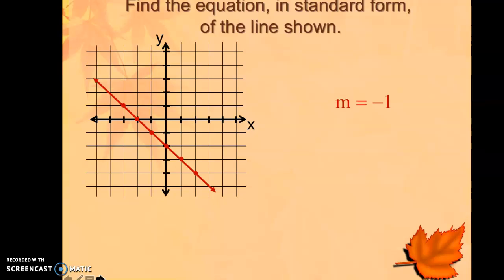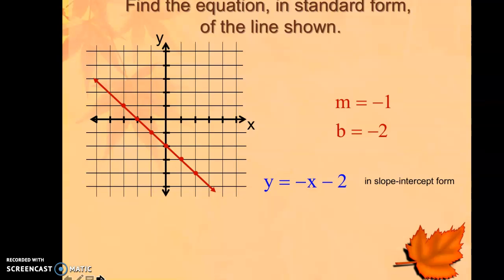Let's practice. M equals negative 1. Why is the slope negative 1? Because if we go down 1 and over 1, right? So negative 1 over 1 is negative 1. b equals negative 2. Why is that? Because it crosses the y-axis at negative 2.